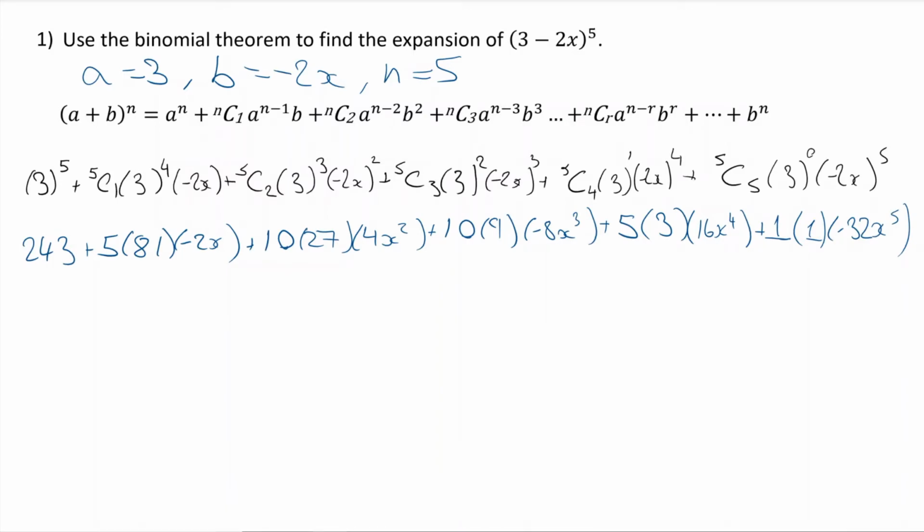Now, as you have already guessed, in the last term we can just cancel out the 1s, because 1 times minus 32x to the power of 5 just gives us minus 32x to the power of 5, which is indeed b to the power of n anyway.